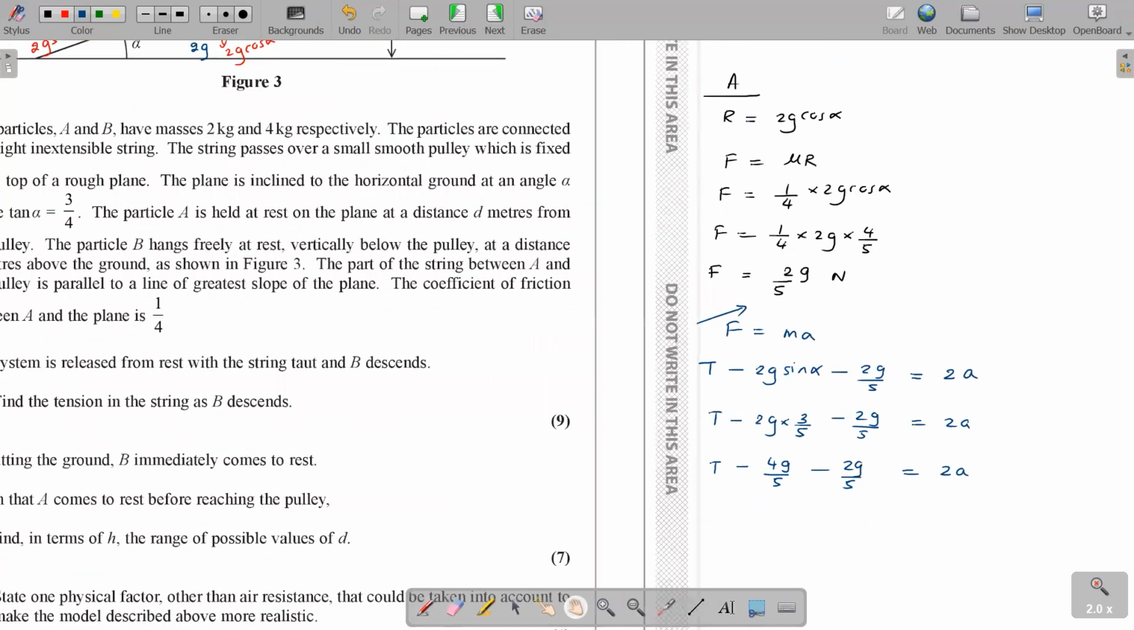How much? What do we get here? T minus 4G minus 2G, minus 6G over 5, right? Equals 2A. Do you agree?